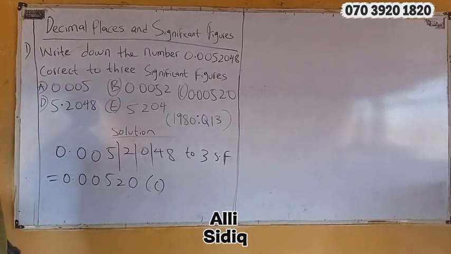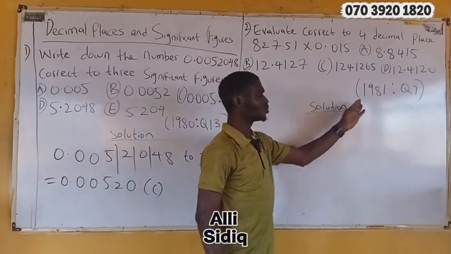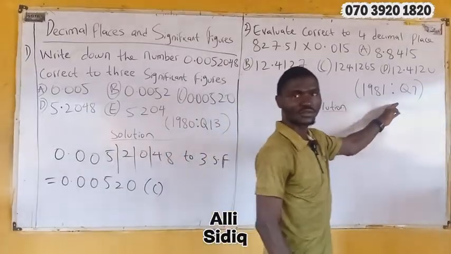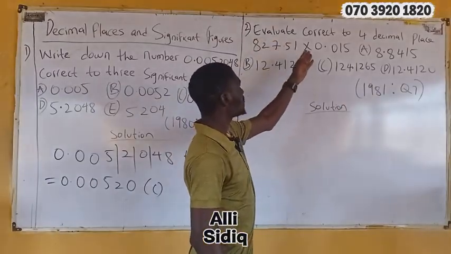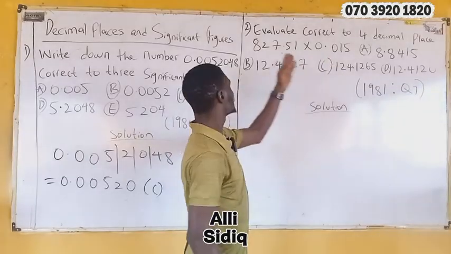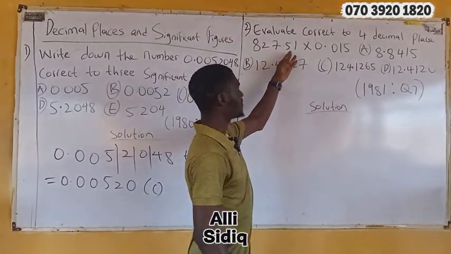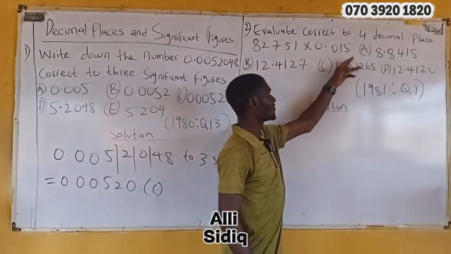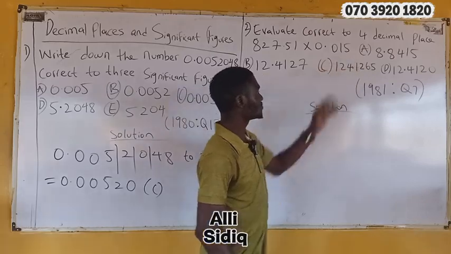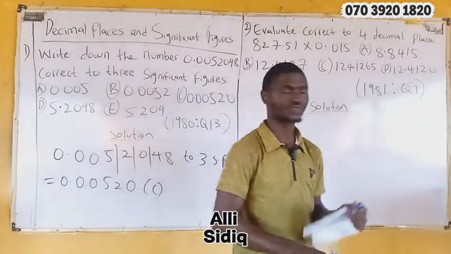Now let's solve another question. This is JAMB past question 1981, question 7, and it says, evaluate correct to 4 decimal place 827.51 times 0.015, and these are the options. Be careful about this question.